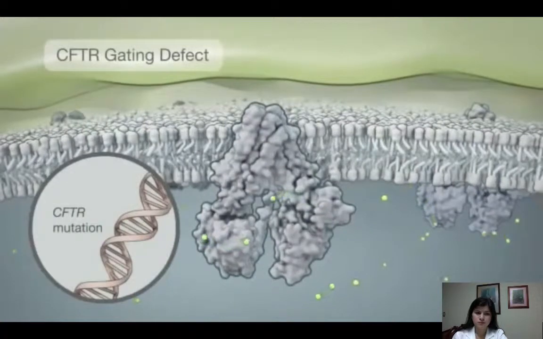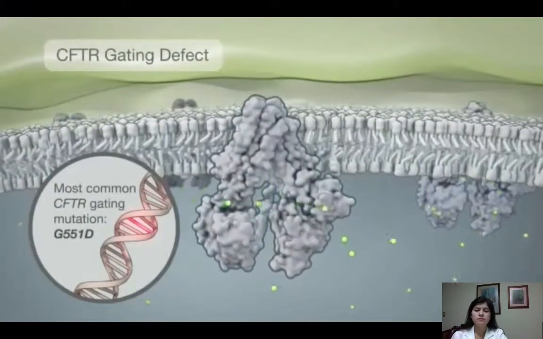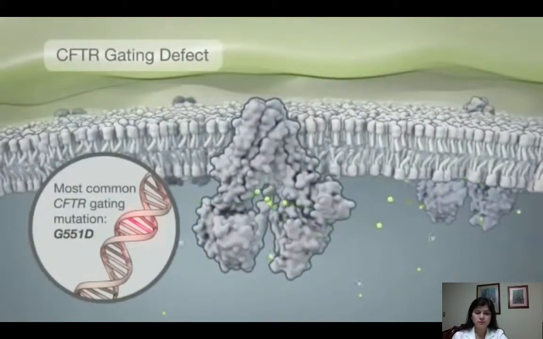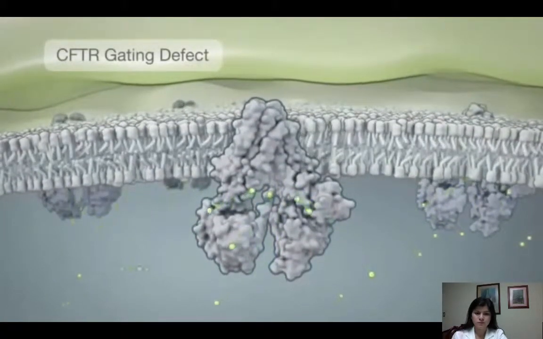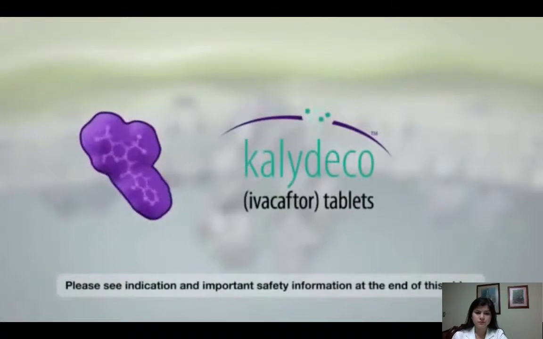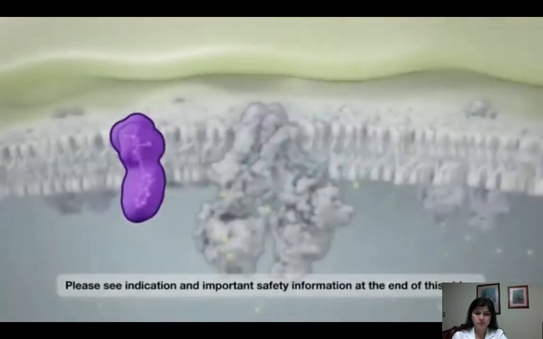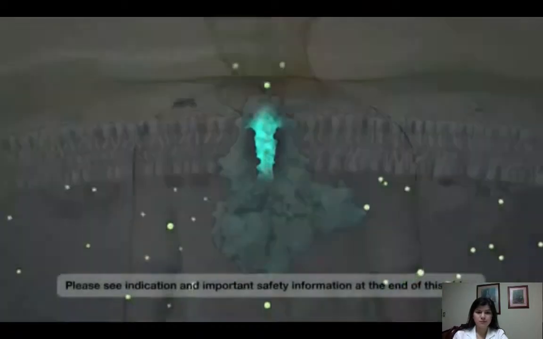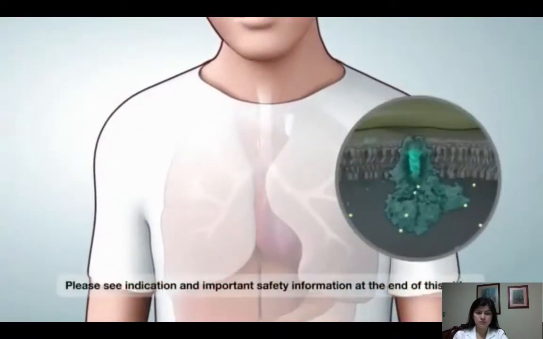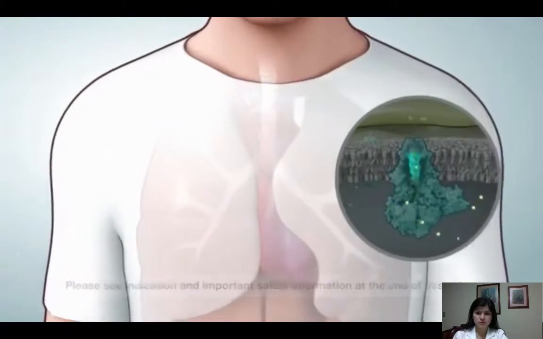Some CFTR mutations can cause what's called a gating defect, where the CFTR protein channels are present at the cell surface, but fail to open correctly. Kalydeco is designed to keep CFTR protein channels at the cell surface open longer, to improve the transport of salt and water across the cell membrane.